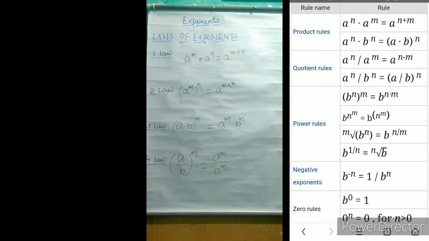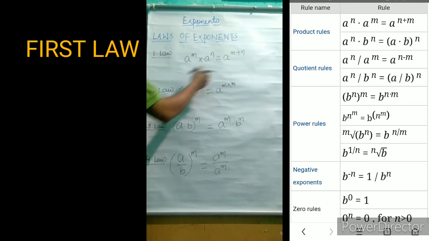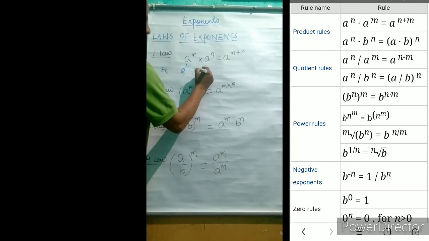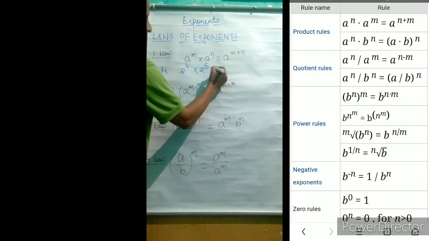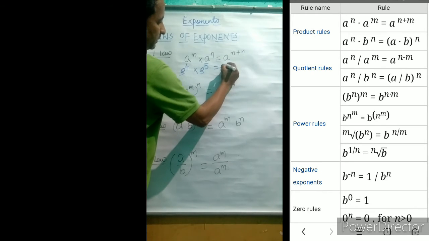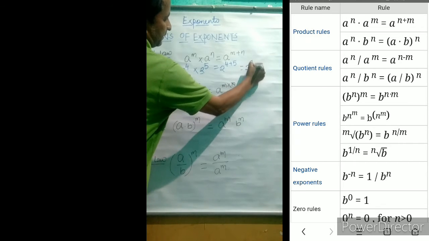Now the laws of exponents. First law of exponents: a raised to the power m multiplied by a raised to the power n is equal to a raised to the power m plus n. This means in multiplication, if the bases are the same, the powers will get added. So here we will have one example. 2 raised to the power 4 multiplied by 2 raised to the power 5. Here the bases are the same, so the powers will get added. 2 raised to the power 4 plus 5, which is equal to 2 raised to the power 9.